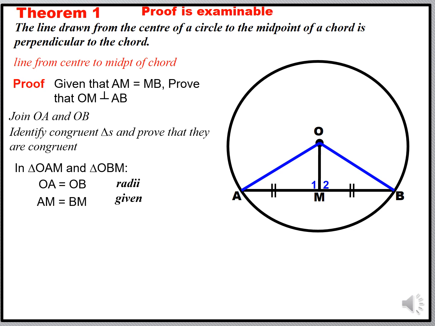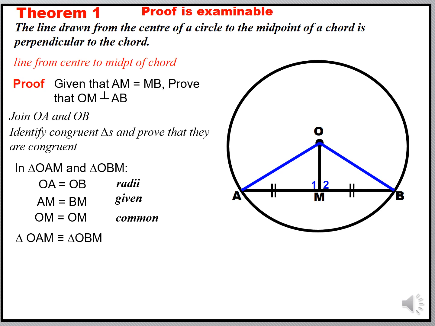Then you check the outside ones, OM and OM. OM is the same line that is being shared by both triangles. So OM is shared. You can write OM is common, or you can write OM is equal to OM, and the reason is common. Then we have three items that indicate that our triangles have three equal sides. So we conclude that therefore triangle OAM is congruent to triangle OBM.